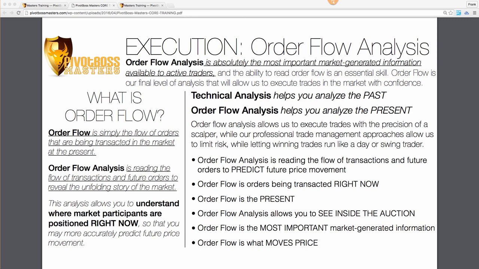Remember, we want leading information. There's nothing more leading than order flow that's happening right now, because if someone big gets trapped right now, that has immediate implications on where price is headed in the next few moments, and perhaps in the next few hours, days, or months. So it becomes very important to be able to read this type of analysis.